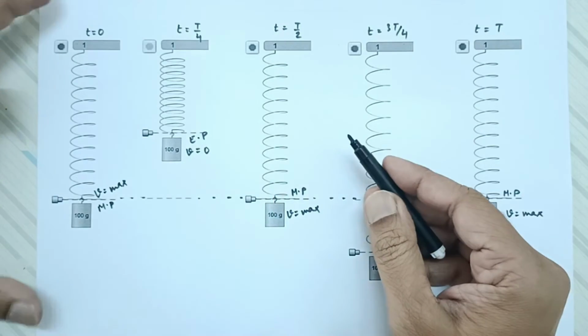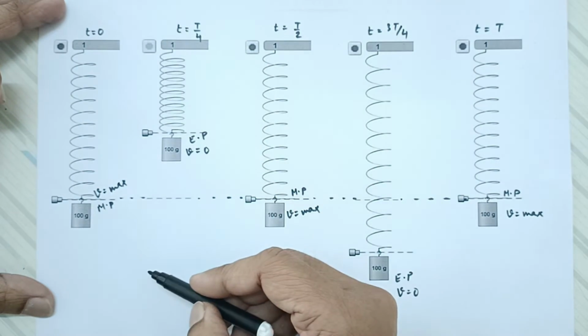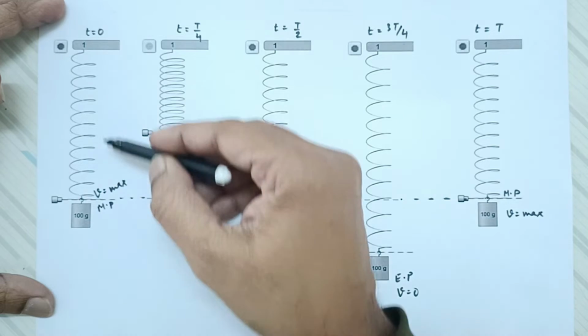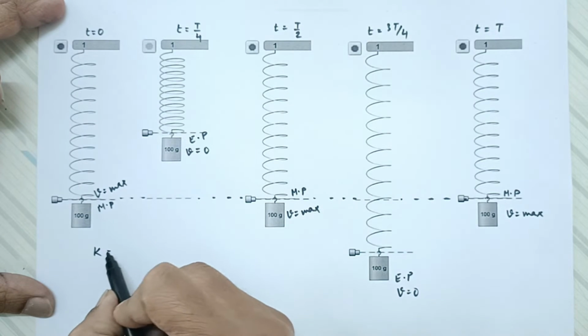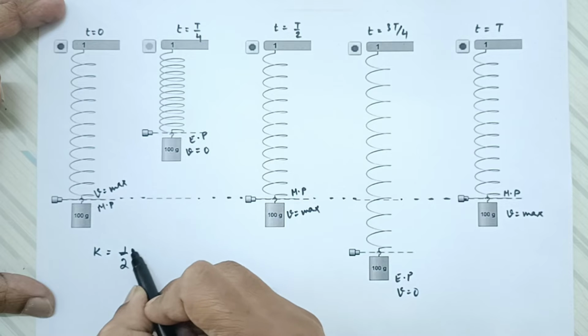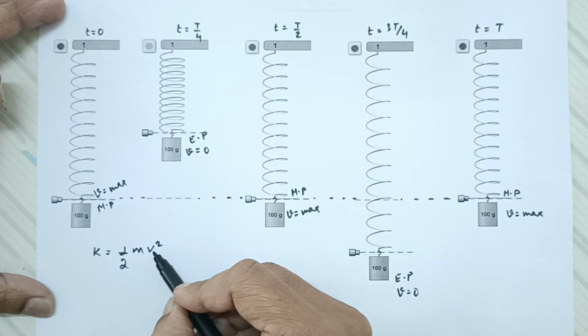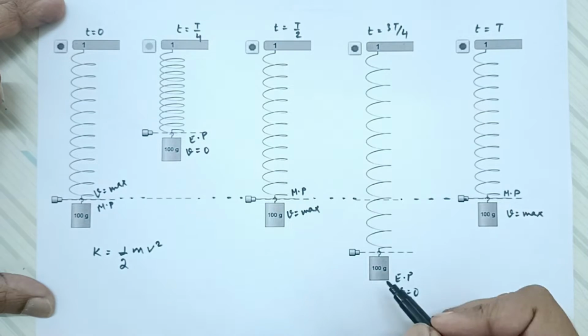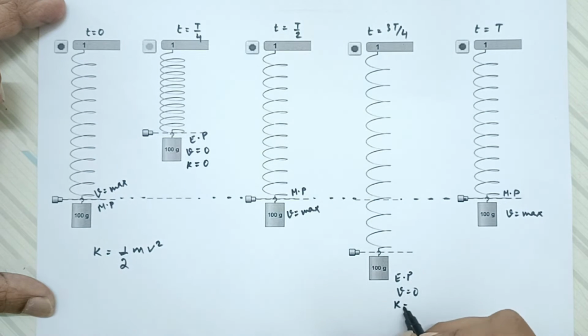So basically any particle which is performing oscillation will have two types of energies. Number one, kinetic energy due to its motion, and kinetic energy everybody knows is equal to half m v square. So wherever you have velocity 0, the kinetic energy is going to be 0. So the kinetic energy here and here are going to be 0.